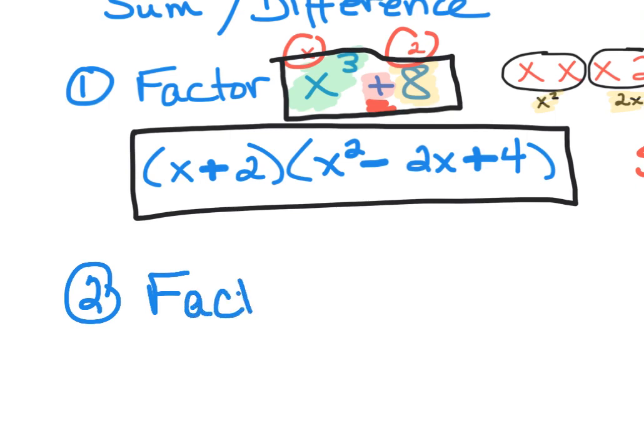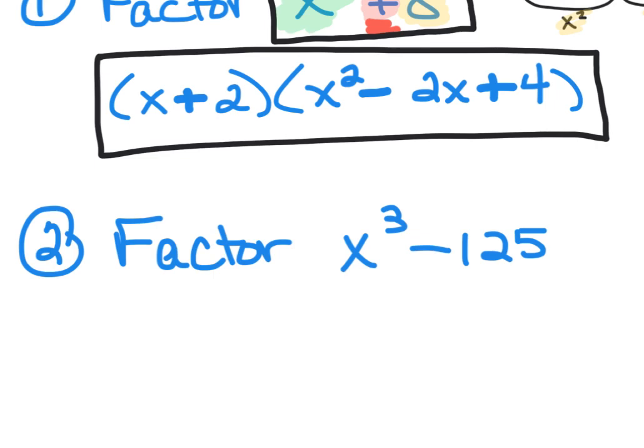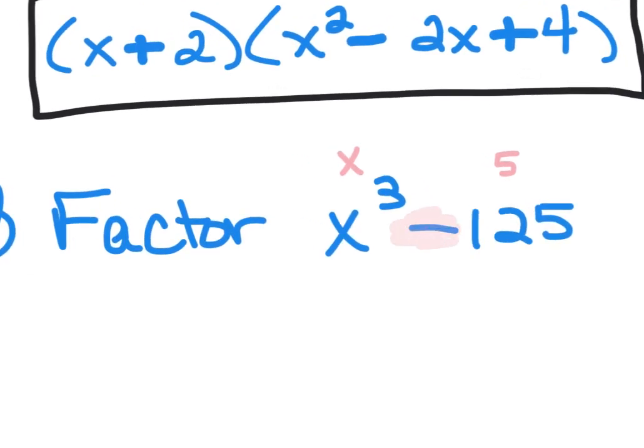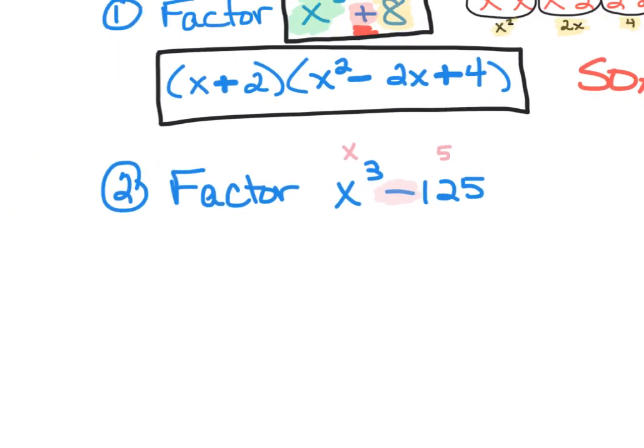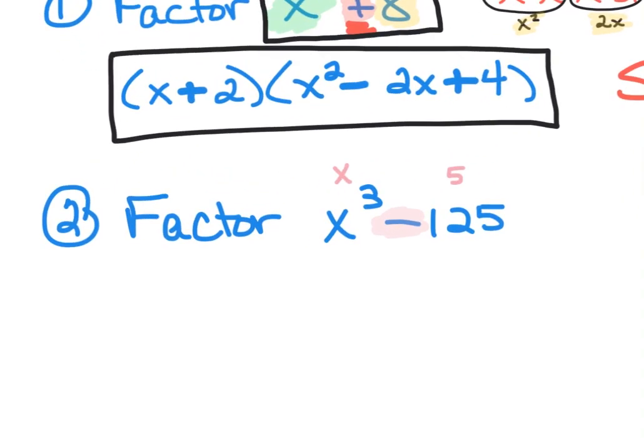Let's factor one with a minus sign this time. So how about factoring x cubed minus 125? When I look at this one, I see that the cube root of x cubed is x. I see that the cube root of 125 is 5. And that I'm starting with a difference, or a subtraction. So in my answer, I'm going to have x here, 5 here. I'll worry about the signs later.